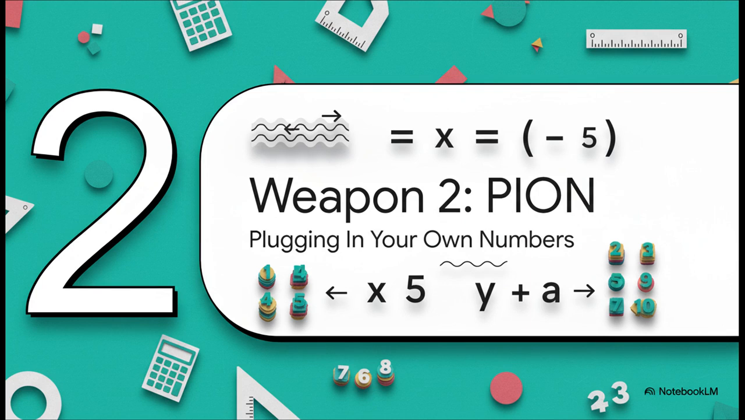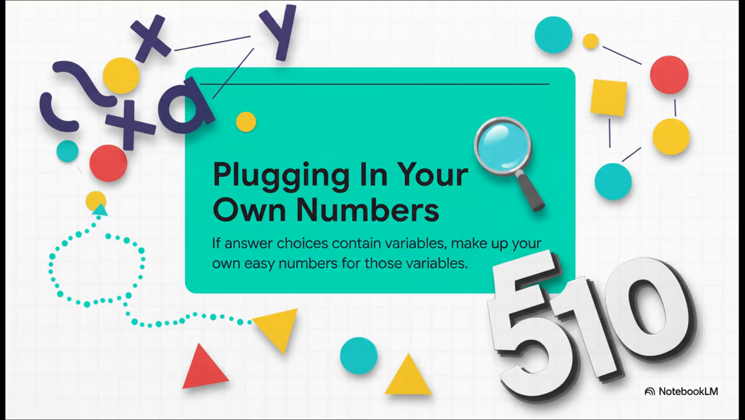Well, for that, we need our second weapon, PION, which, as you might guess, stands for plugging in your own numbers. The trigger for PION is just as obvious as it was for PITA. You just glance at the answer choices. If you see variables, it's a PION question. The whole idea is, if the test is going to be abstract and weird with letters, we're going to fight back by making it concrete and simple with our own easy numbers.